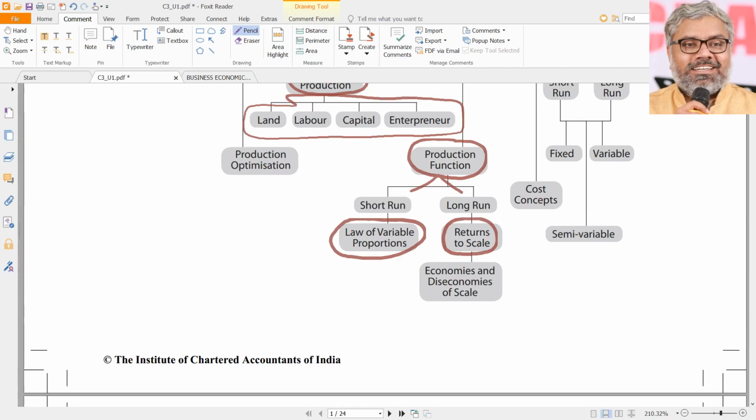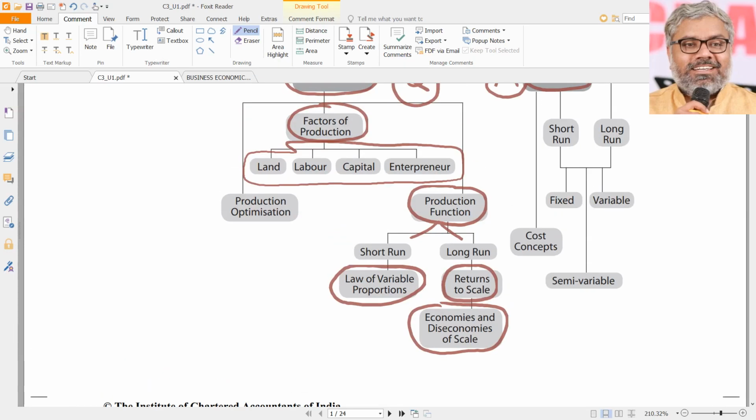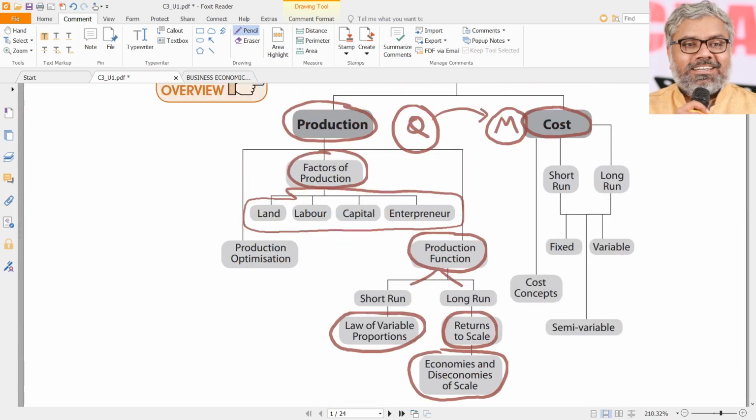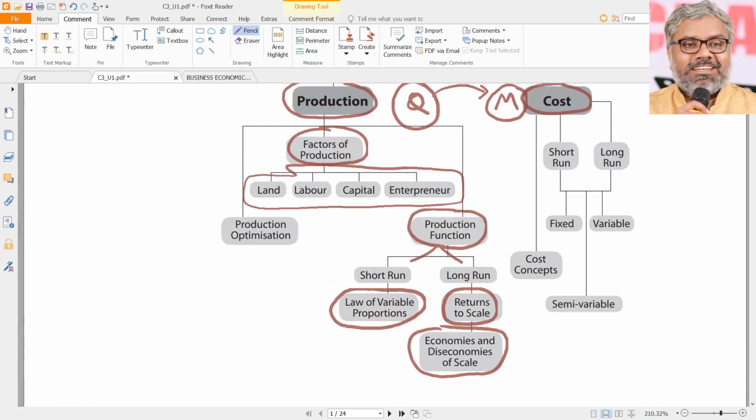And when we are talking about the returns to scale, we should also understand economies and diseconomies of scale. All these aspects we will discuss in this particular chapter. So on a broader basis, if you want to classify this unit 1, the first discussion is about knowing what production is, what the factors of production are, what the nature of various factors of production is, and what the characteristics of factors of production are.